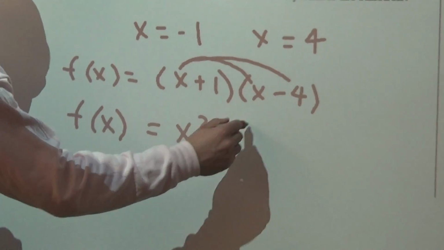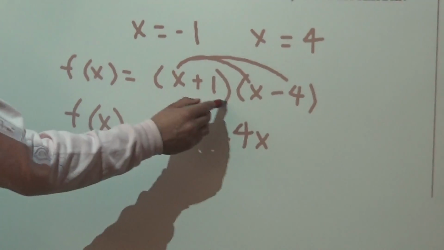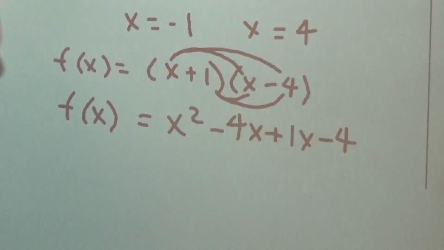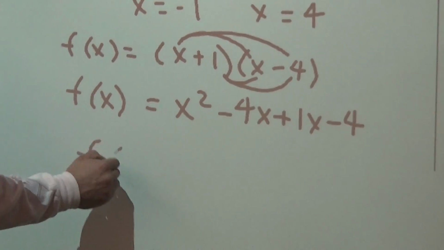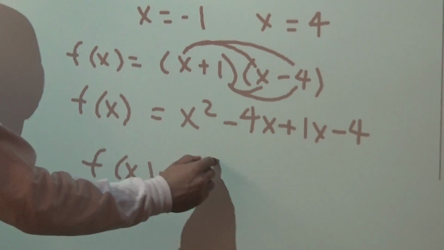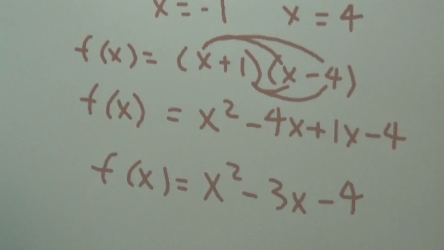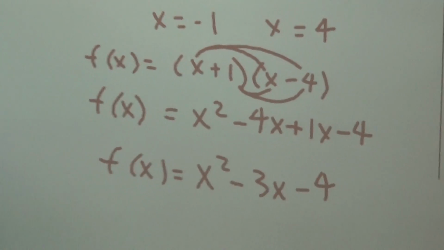x squared minus 4x, and then I'm going to distribute the 1, plus 1x minus 4, and then the final step, combine like terms. Alright, so now we have found our function by working backwards. Good job.